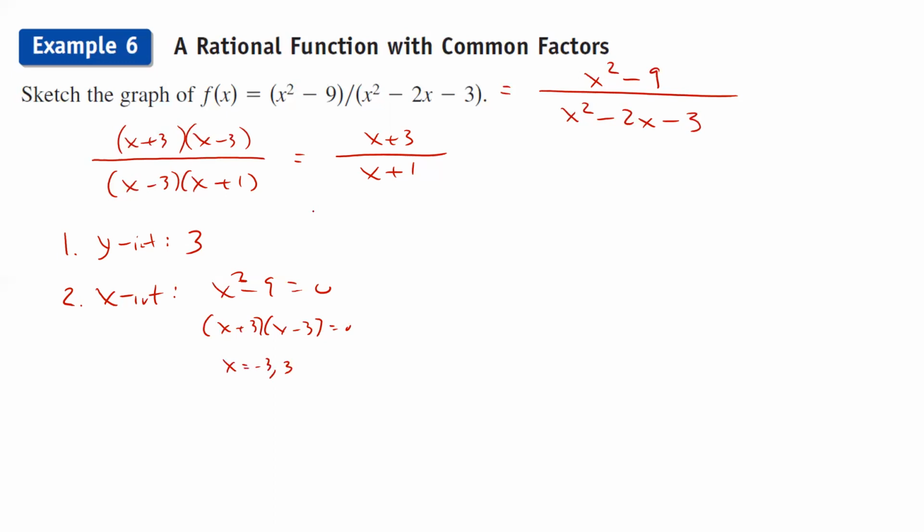Okay, so let's do this here. If we need to label them here. This will be 0, 3. That's the y-intercept. This would be -3, 0, and 3, 0. Is that true?